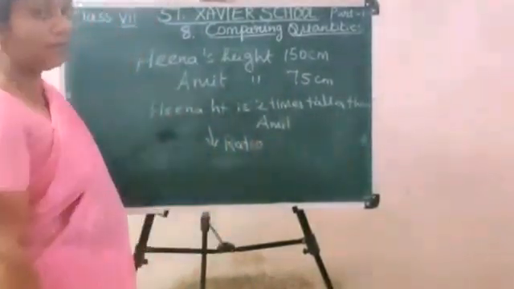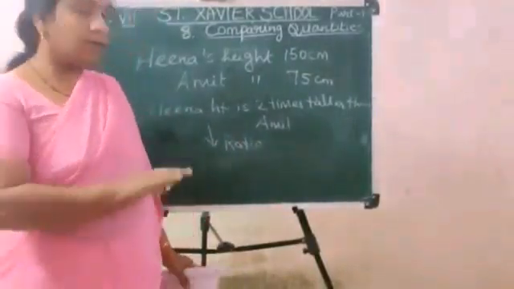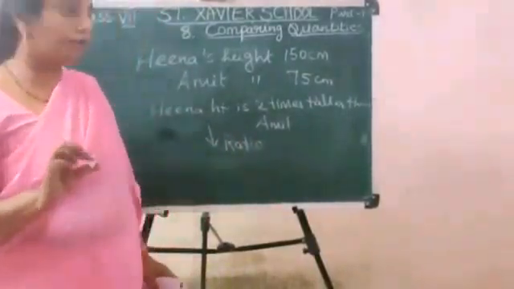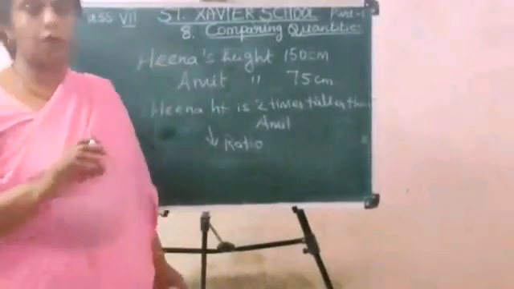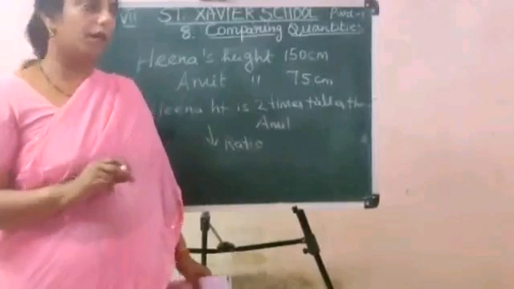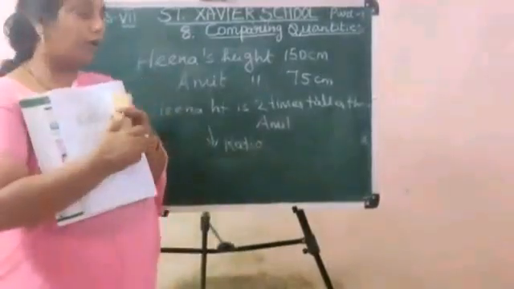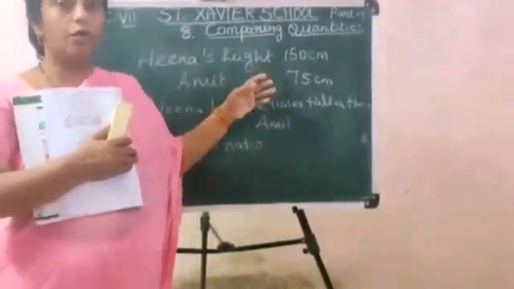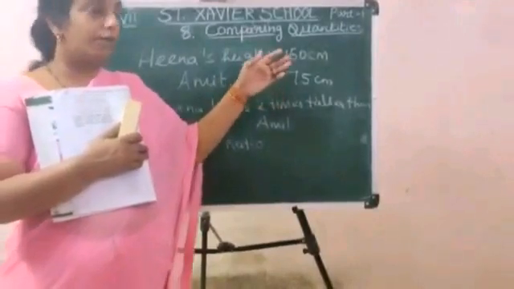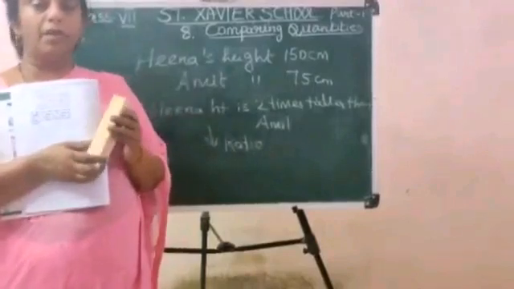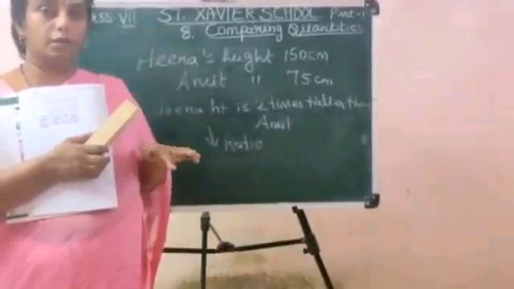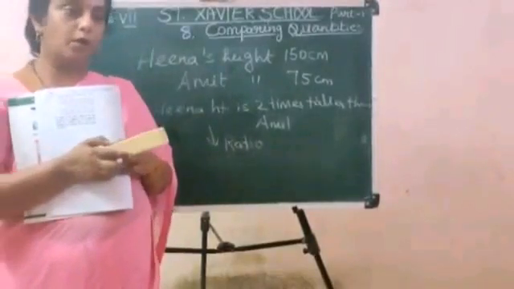Ratios we have already studied in 6th standard, so it is just a revision. What are the rules for ratios? Ratio has no unit. We can compare both the quantities, but both should be of the same unit. If it is in centimeter, the other should also be in centimeter. If it is in kilogram, both should be in the same unit.